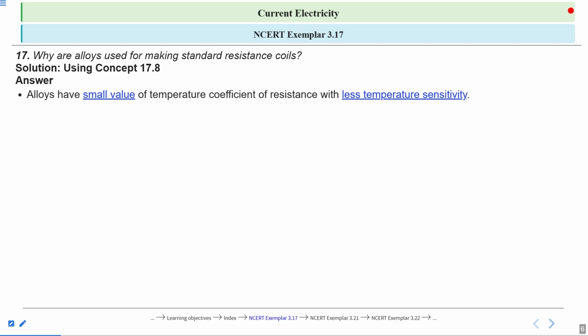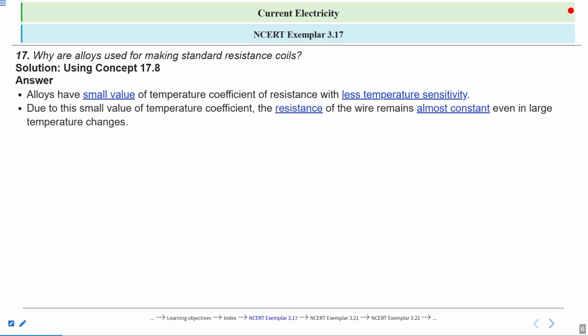So alloys have a small value of temperature coefficient of resistance, that is alpha. Due to this small value of alpha, the resistance of the wire remains almost constant even over large temperature ranges. For large temperature ranges, the variation in resistance is very small, or we can say almost constant.